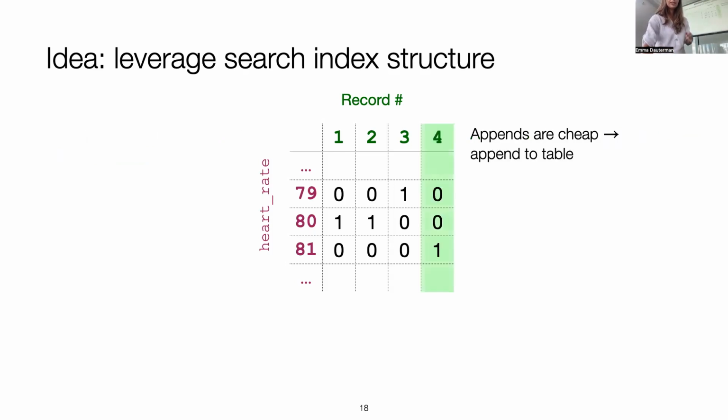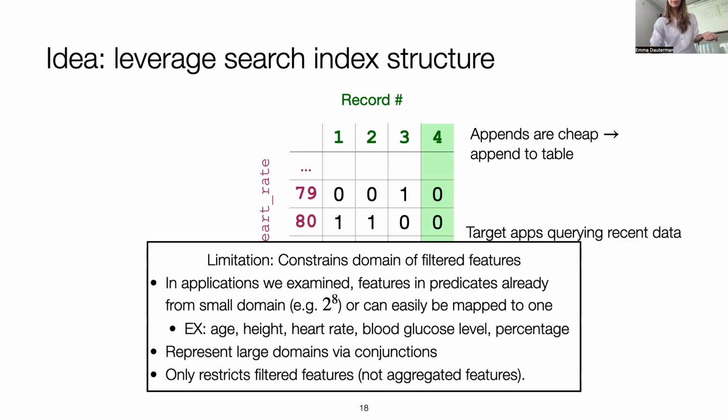Okay, so appends are also cheap in this setting. If you're just appending a value, as we often do in time series, where we care only about appends, not updates, you can just add a column to this table. We're really only targeting applications that are querying recent data. So we can constrain the size of this table, just consider a window and throw out older columns as they're no longer necessary. We only care about querying relatively recent data, and this is true for most time series applications.